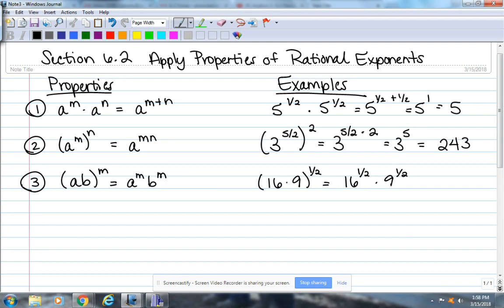Now, raising something to the 1/2 power, from yesterday, is the same thing as taking the what? Square root. So if I raise something to the 1/2 power, it's the same thing as taking the square root. So what's the square root of 16? 4. Times what's the square root of 9? 3. And then you multiply 4 times 3 and get what? 12. We good with that?